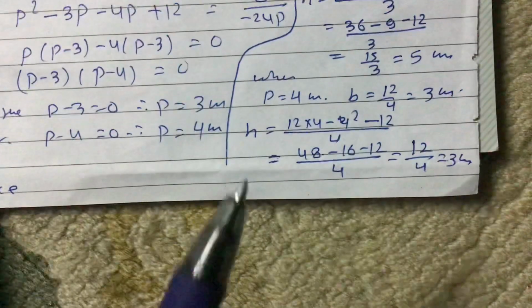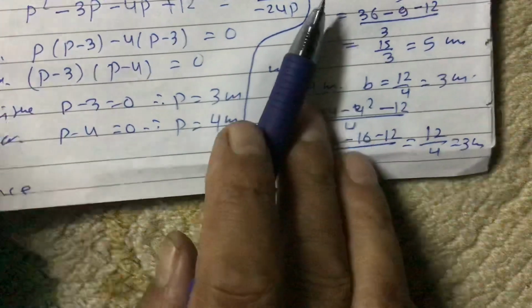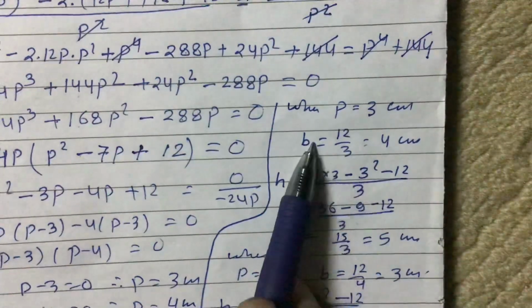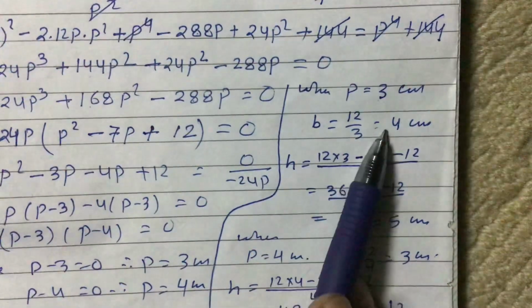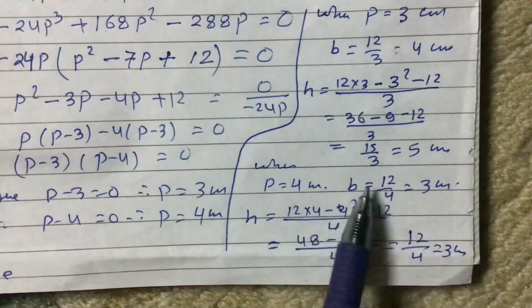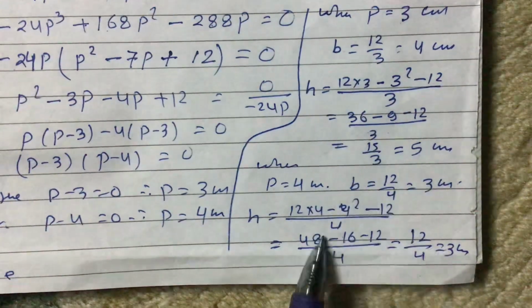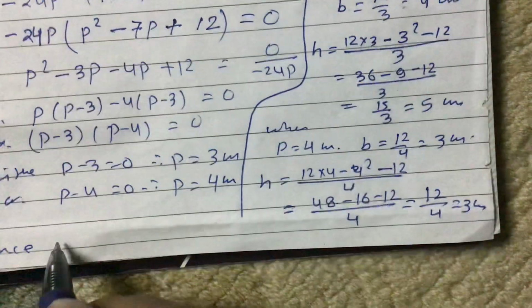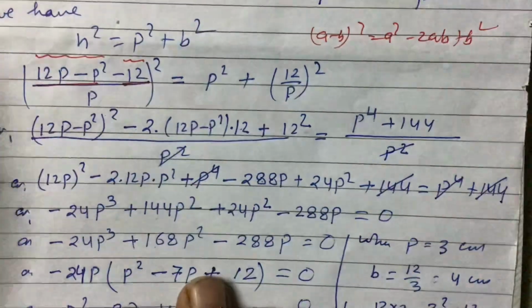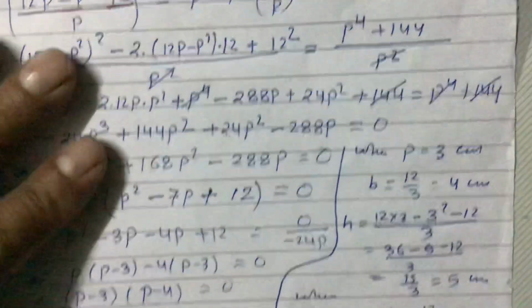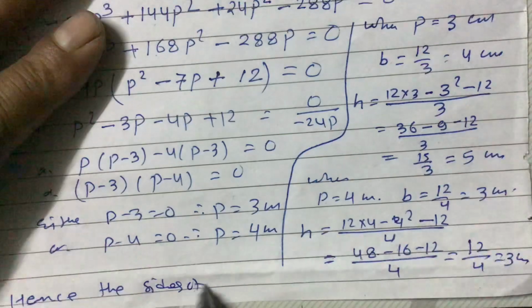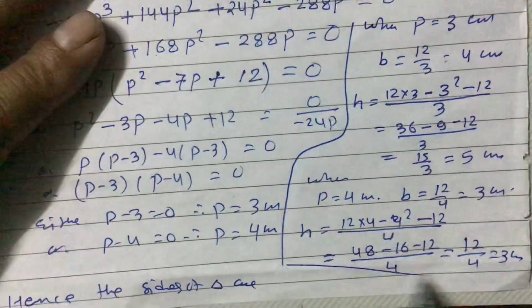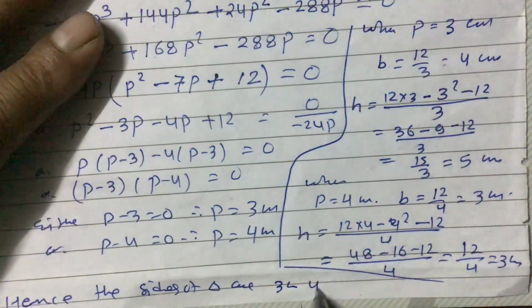So hence, look at it, our perpendicular and base can be anyone. When P equal to 3, you will get B equal to 4. When P equal to 4, B is coming 3, but H is coming same in both the cases. So hence, the sides of triangle we can write here like this. Hence, the sides of triangle are 3 cm, 4 cm, and 5 cm.